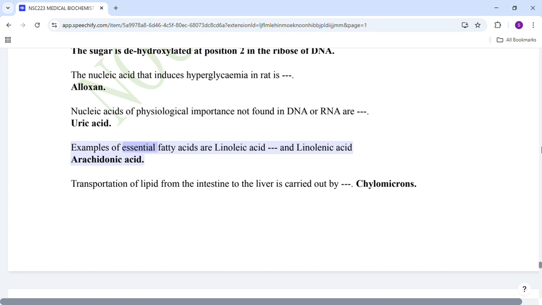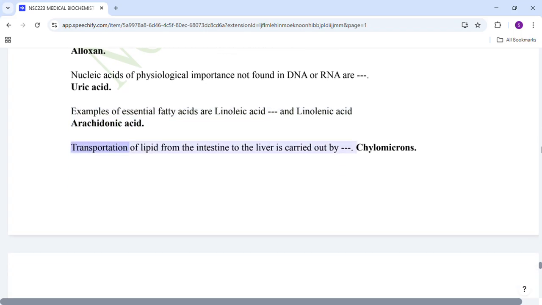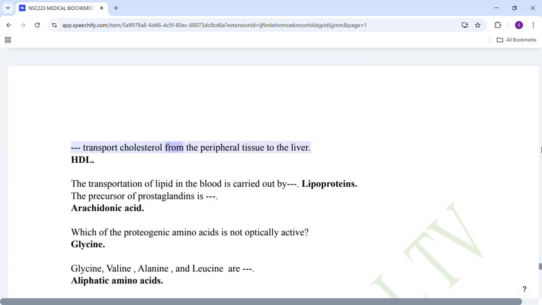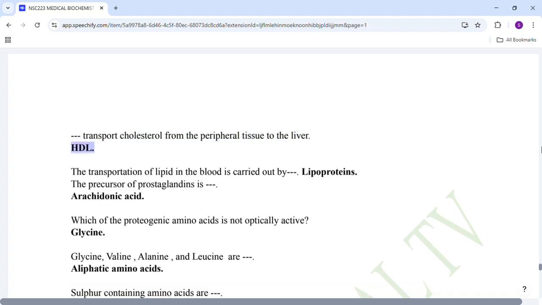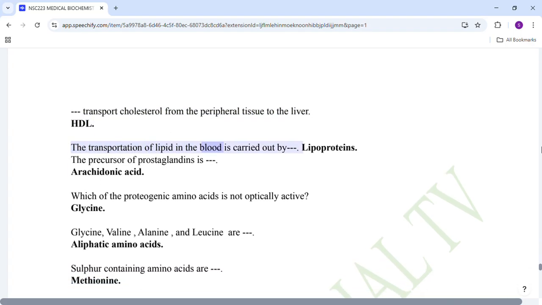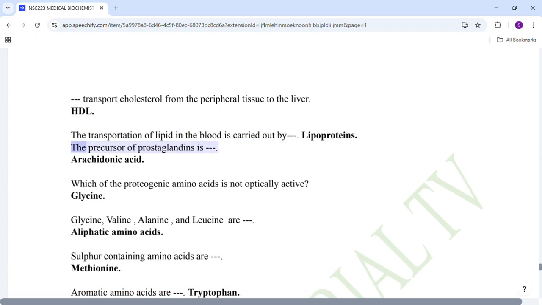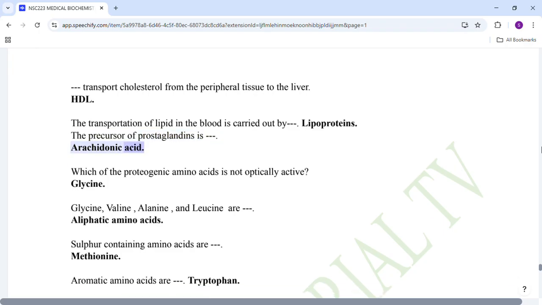Examples of essential fatty acids are linoleic acid, linolenic acid, and arachidonic acid. Transportation of lipid from the intestine to the liver is carried out by chylomicrons. HDL transports cholesterol from the peripheral tissue to the liver. The transportation of lipid in the blood is carried out by lipoproteins. The precursor of prostaglandins is arachidonic acid.